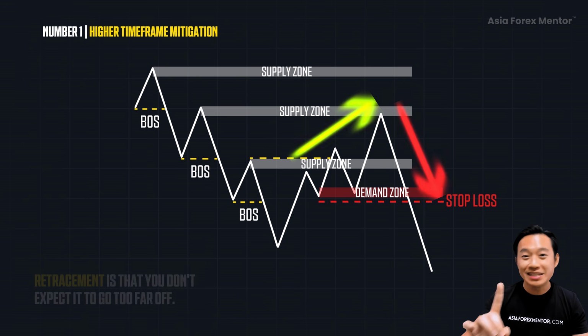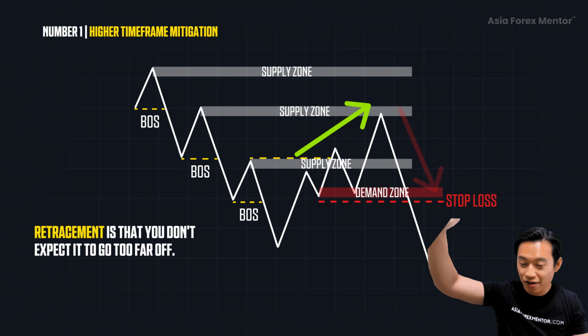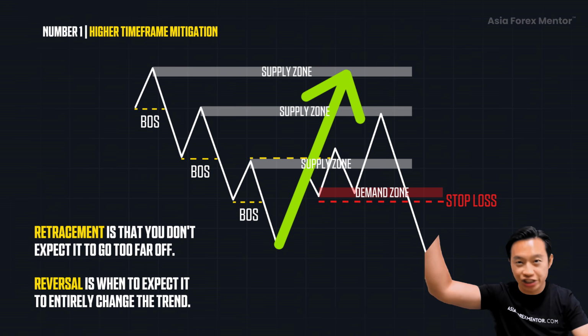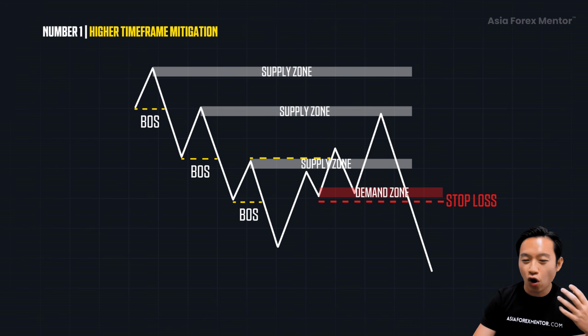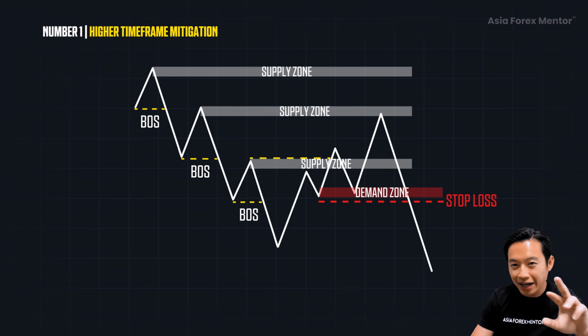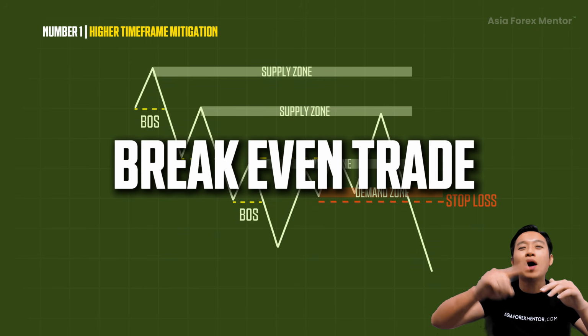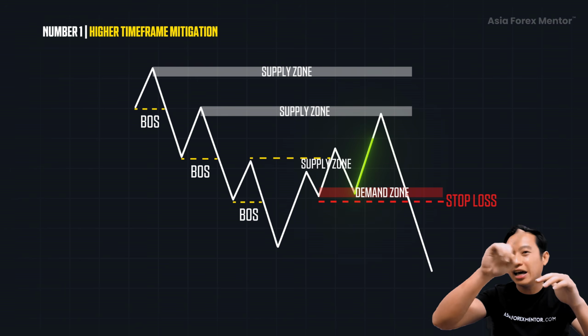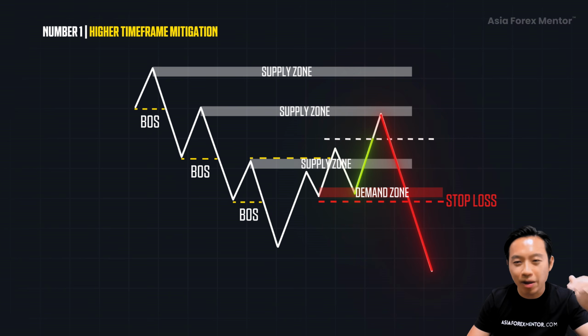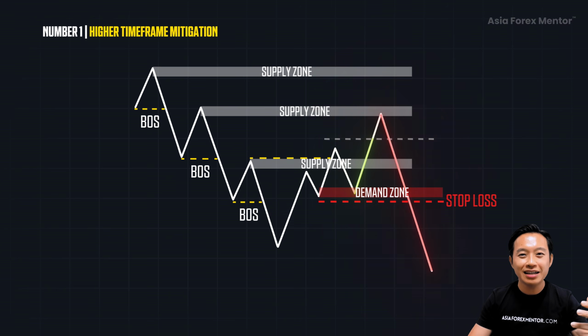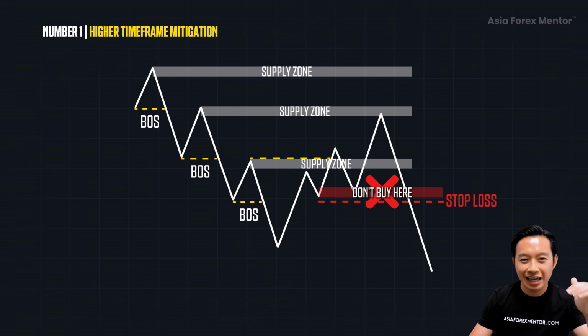The difference is that with a retracement, you don't expect it to go too far, right? With a reversal, you can expect it to entirely change the trend, correct? So this is your understanding of the market, to be able to tweak a potentially losing trade into maybe a break-even trade. Maybe it just goes up a little bit, doesn't hit the supply zone, and then goes back down again, to probably a break-even trade. But ideally speaking, you should not be buying at that point.